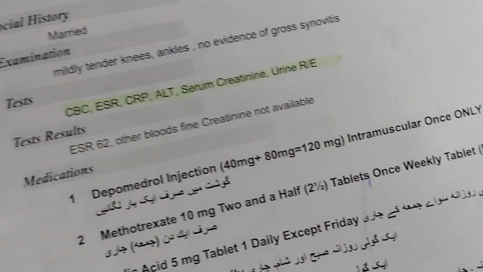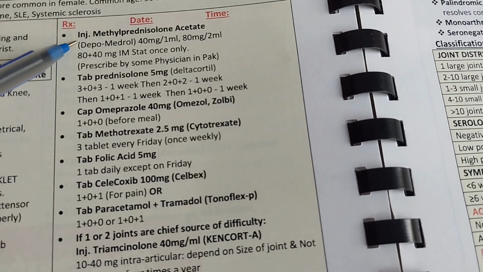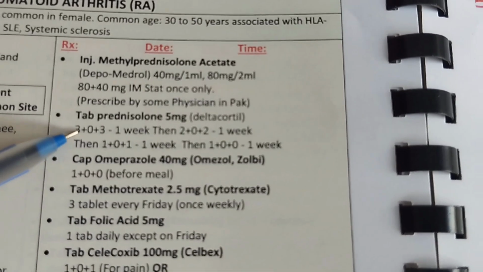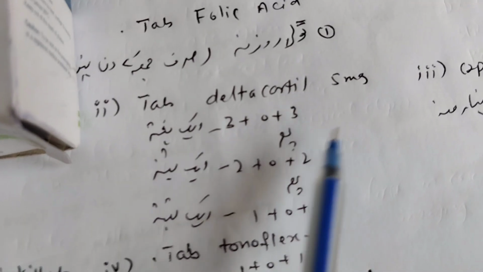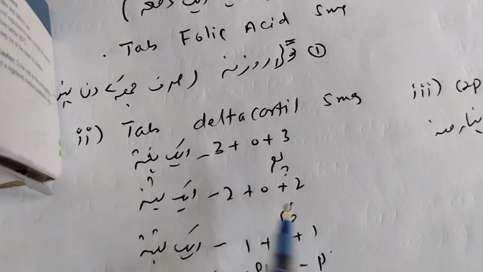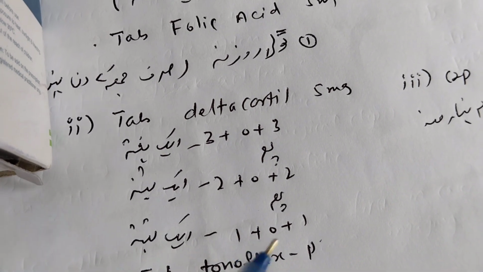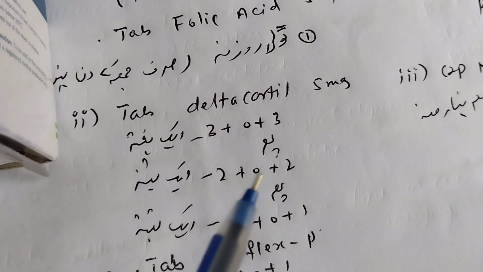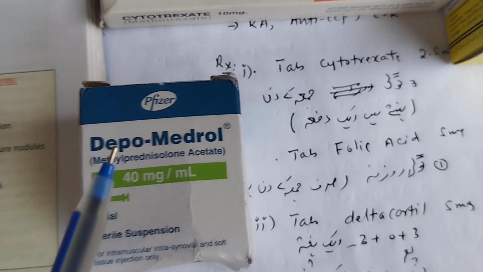So first of all, we will give steroid coverage to the patient, like injection methylprednisolone acetate, and also prednisolone 5 mg. If you see here, we will also give the steroid to the patient, Deltacortil 5 mg, 3 plus 3 for 1 week, then 2 plus 2 for another week, and then 1 plus 1 for another week. I mean, we will give it in a tapering dose. So we give steroid in tablet form and also in injectable form.